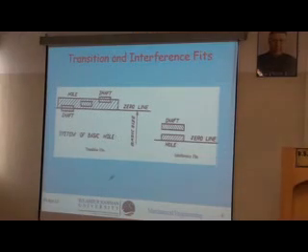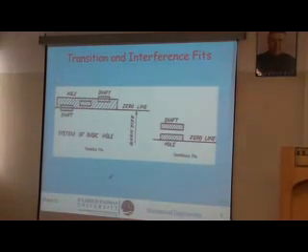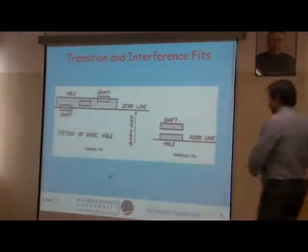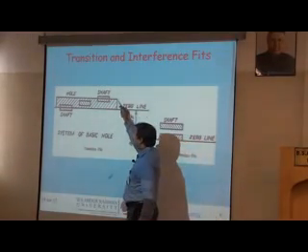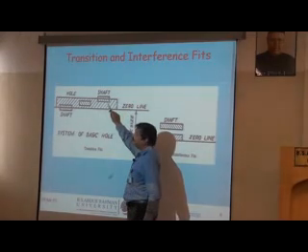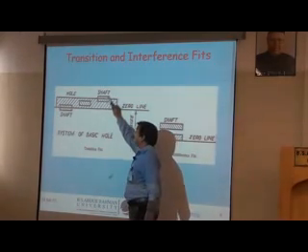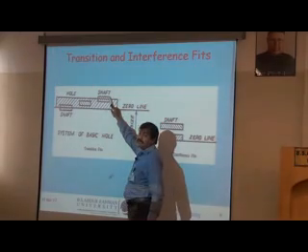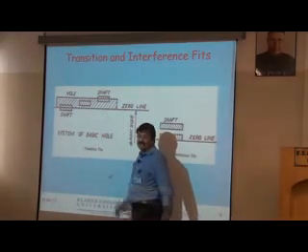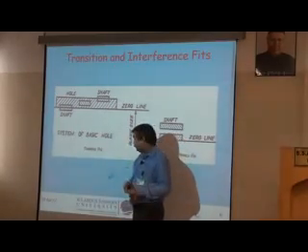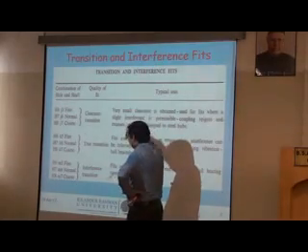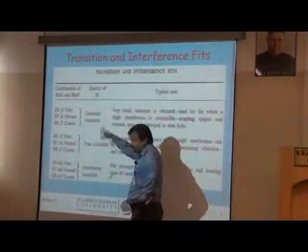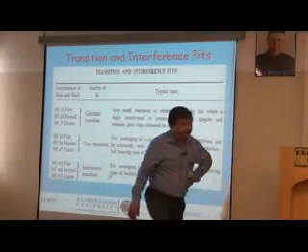Next, transition and interference fit. Transition is in between clearance and interference. See, this is the hole dimension. This is the tolerance of the hole. This is the tolerance of the shaft. If the shaft diameter is so much, you will definitely have interference. If the shaft diameter is this, you might have interference. It depends on the hole diameter. So this is a transition fit. Next slide, please. These are the recommended fits for transition.